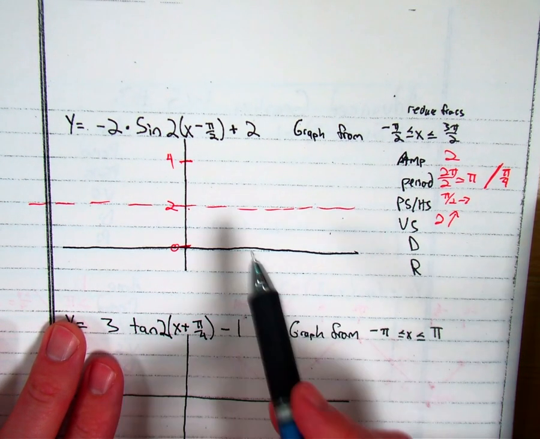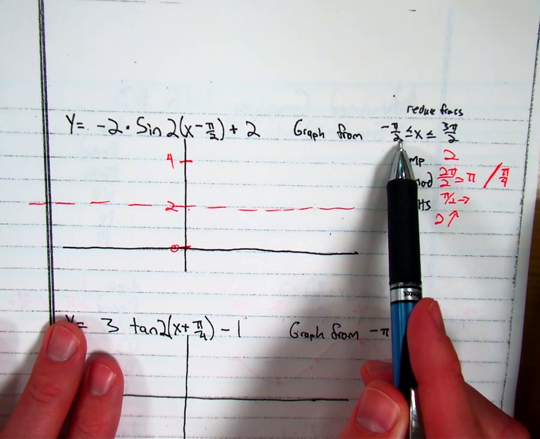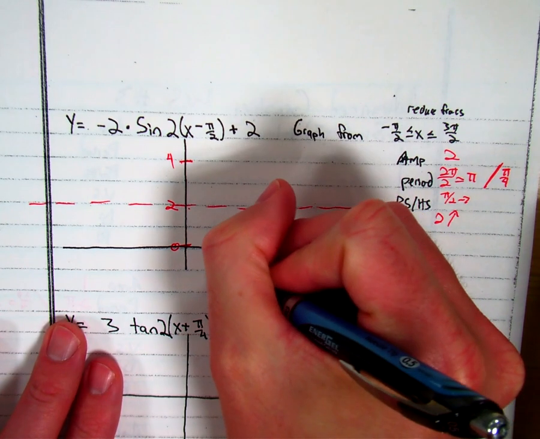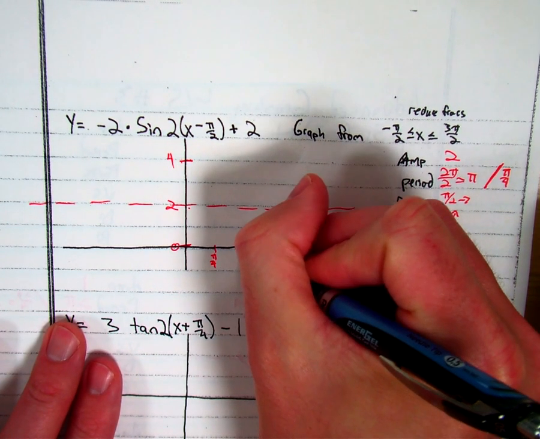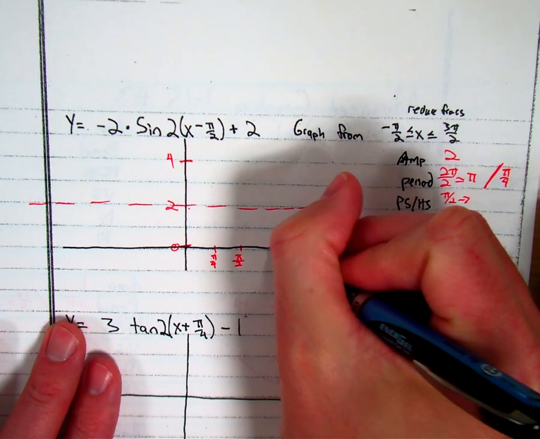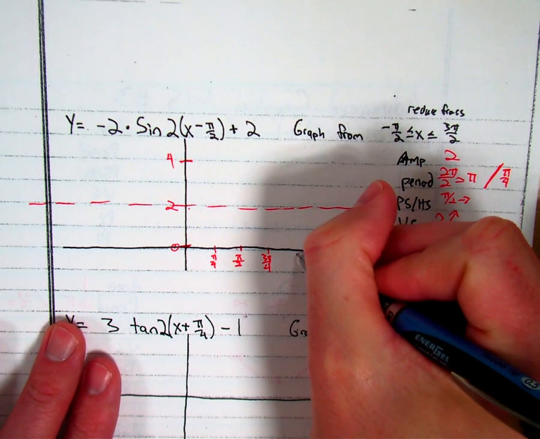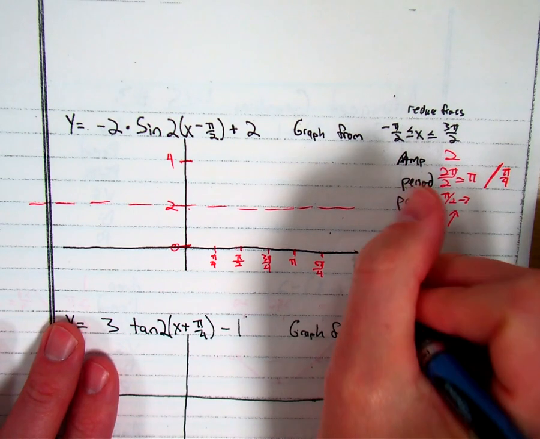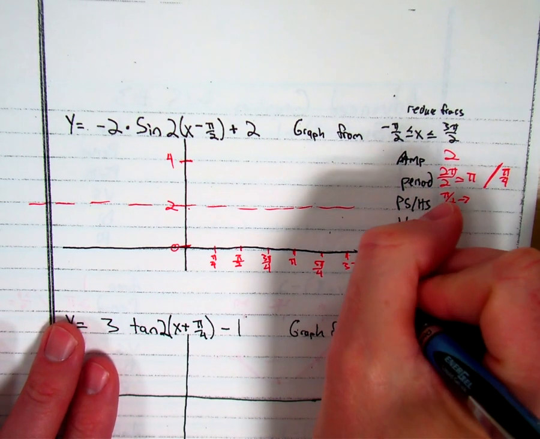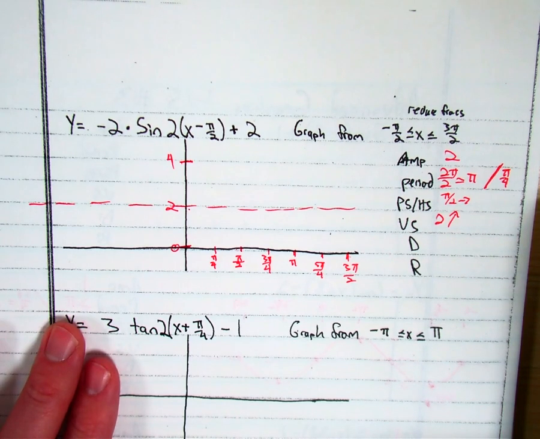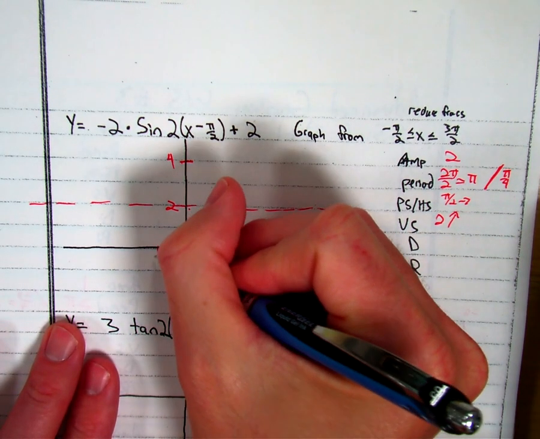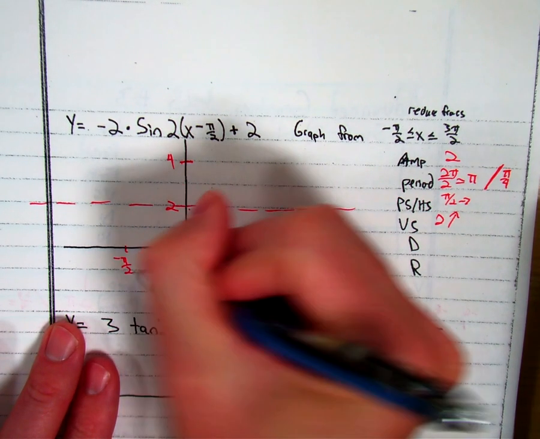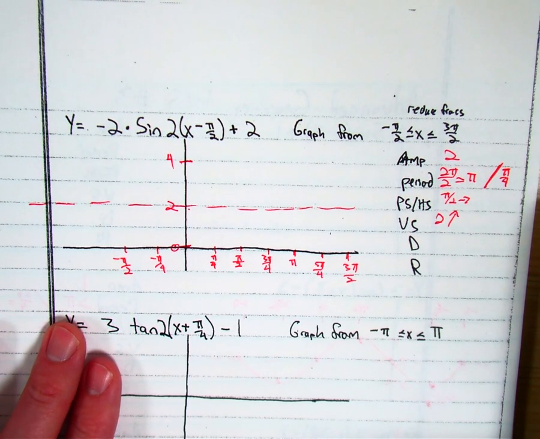We're counting by pi over 4s, and we need to go backwards to negative pi over 2 and forwards to 3 pi over 2. So we got pi over 4. 2 pi over 4 would be pi over 2. 3 pi over 4. 4 pi over 4 would be pi. 5 pi over 4. 6 pi over 4 would reduce to 3 pi over 2. We're good on that side. Okay, reverse. Negative pi over 4. Negative 2 pi over 4 is negative pi over 2. And that takes us as far back as we need to go that way.